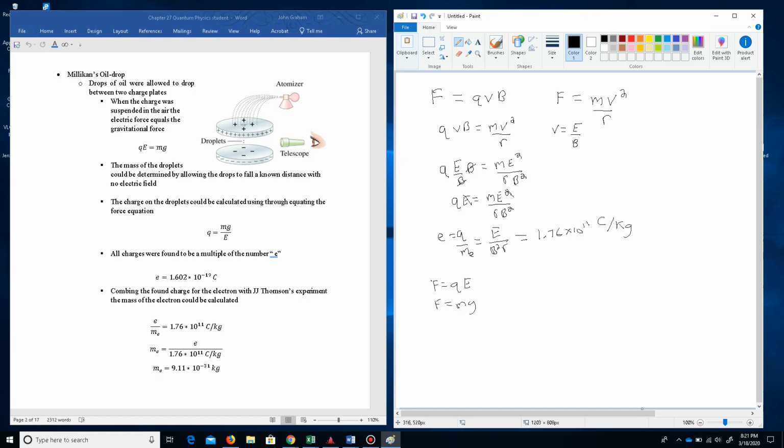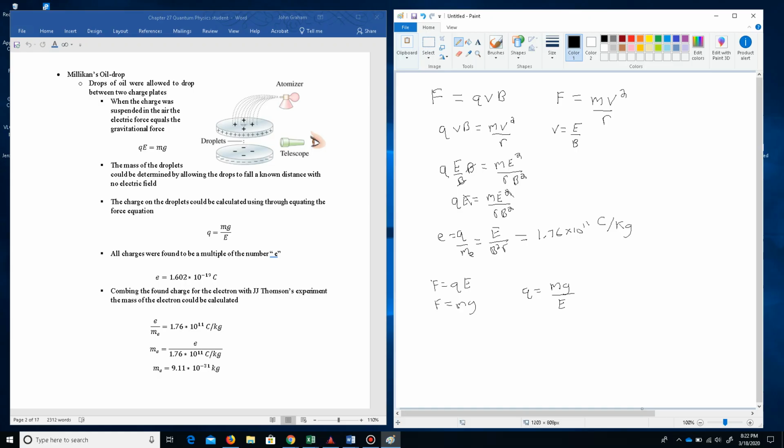And so if we equate these, we get that the mass times gravity over the electric field, which they would know the electric field of this, is going to be equal to your charge. They did enough droplets in order to find that every droplet had the same number, that it was a ratio of, or a multiple of, and that number ends up being this 1.602 times 10 to the negative 19 coulombs. And so that's how they found the charge of electron.